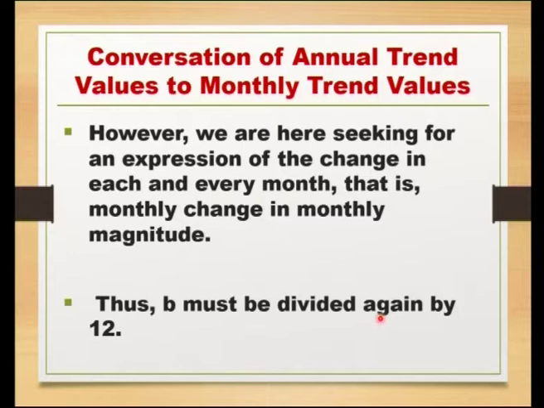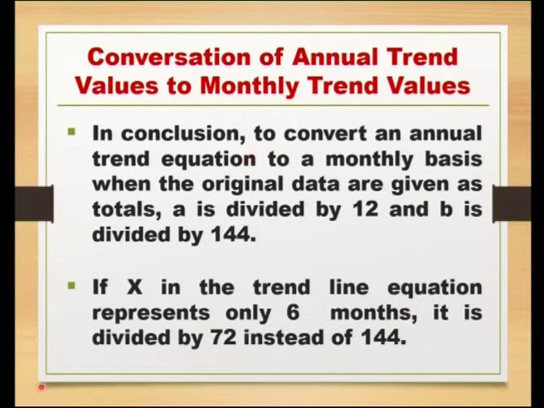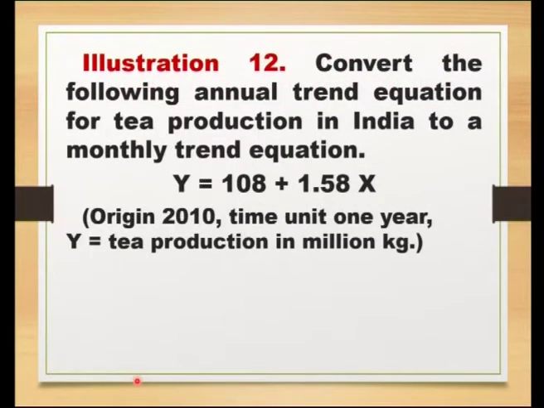That is why B must be divided by 144, that is, it has to be divided by 12 two times. In conclusion, to convert an annual trend equation to a monthly basis, when the original data are given as totals, A is divided by 12 and B is divided by 144. If x in the trend line equation represents only 6 months, it is to be divided by 72 instead of 144. This particular illustration gives you how the annual trend equation is converted to a monthly trend equation.